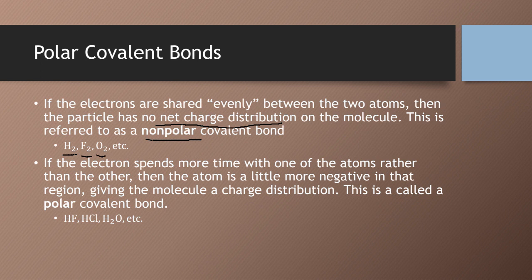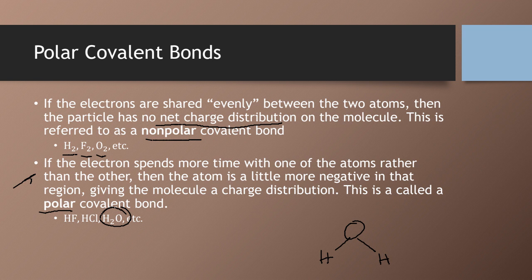Now, if the electron spends more time with one atom rather than the other, then an atom will become a little more negative in that region, right? And you'll get some kind of charge distribution. This is called a polar covalent bond. And the reason I mention this is because of water. A water molecule looks something like this: two hydrogens attached to an oxygen atom.